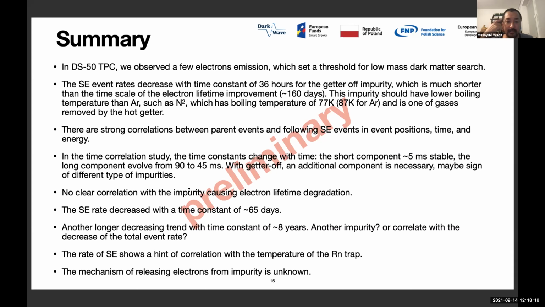And yeah, the radon trap is a good hint of what we can do about these single electron events. Maybe if this is true, we can create a radon trap at a much lower temperature and then get rid of these single electron events. Thank you. All right, thank you.